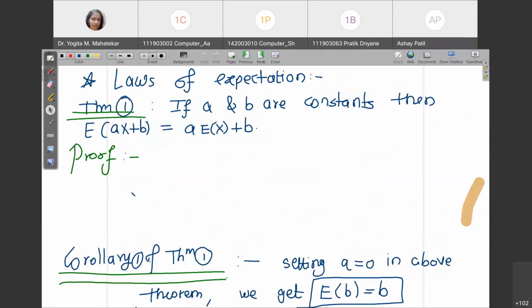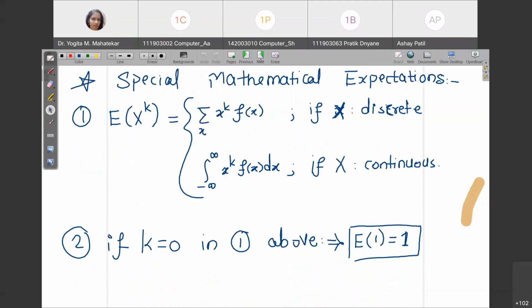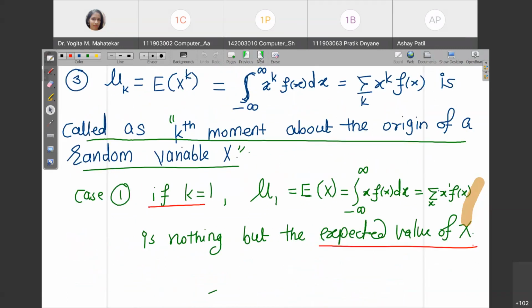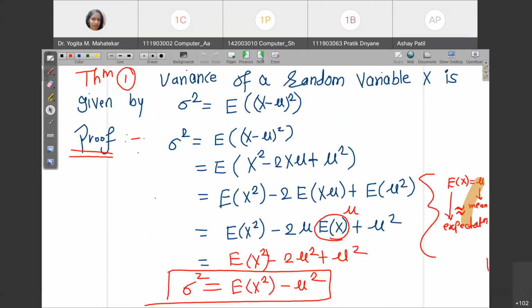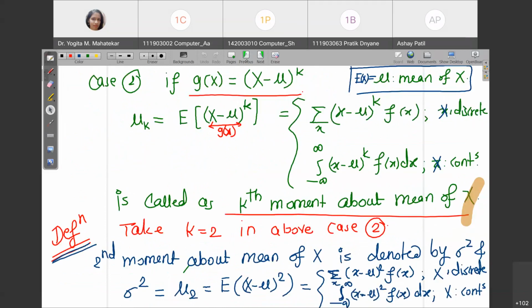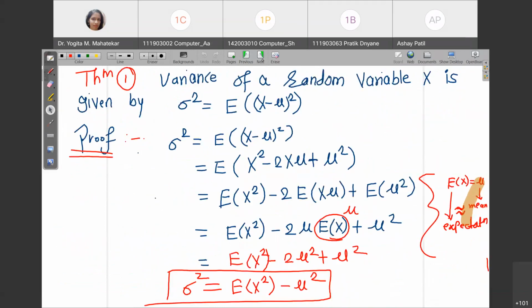Now there are certain laws of expectations and all. I think my time is over. So anyhow, in the next lecture I have to cover the expectation laws. These are very simple laws, and then the variance of a random variable and its laws. So those things I have to cover. So I need to take an extra lecture on Saturday.